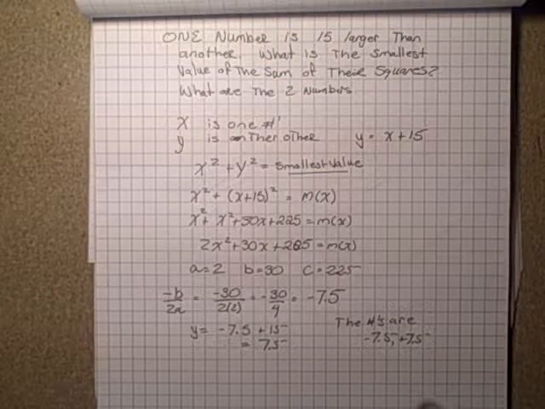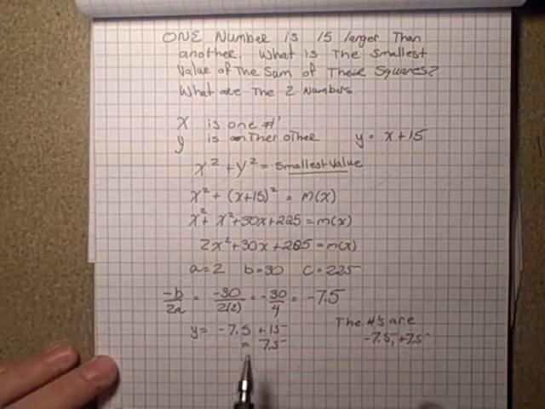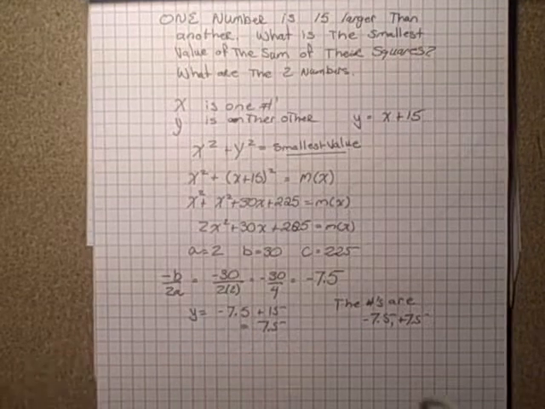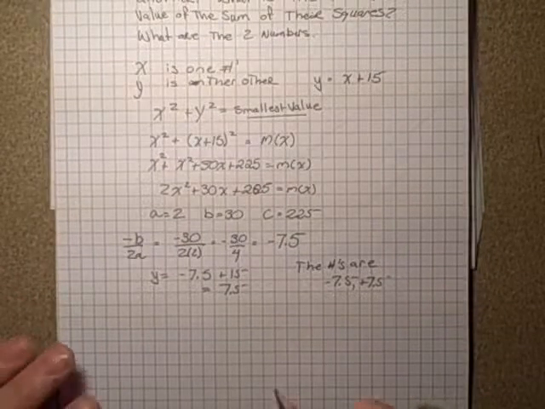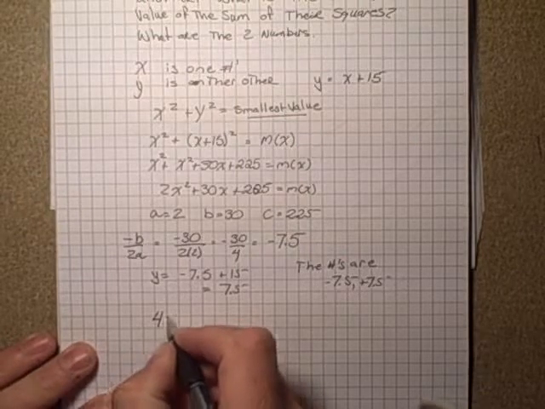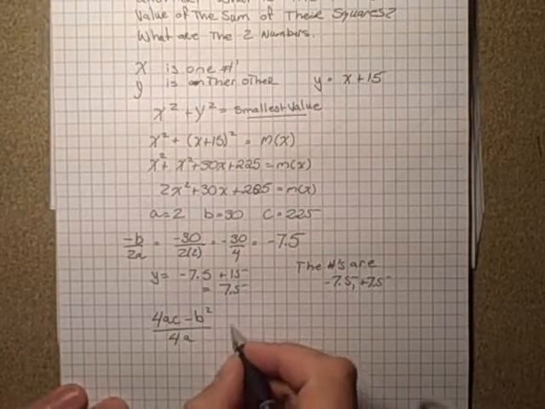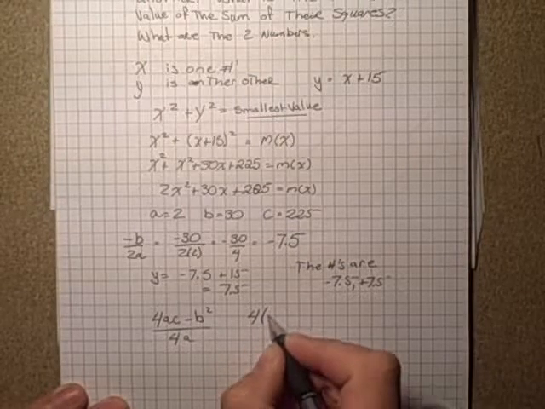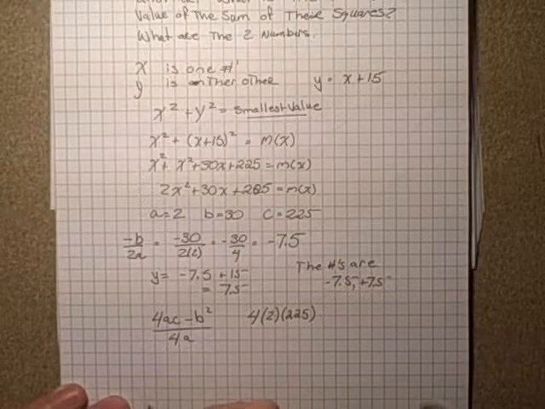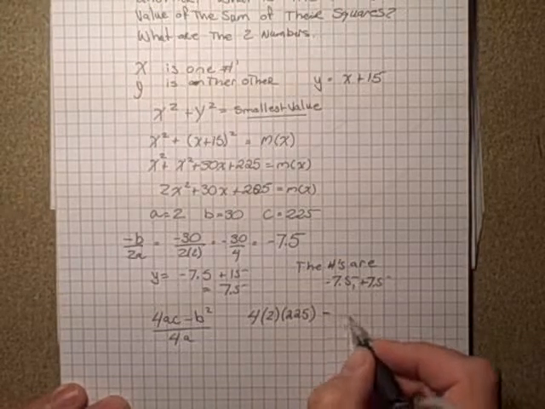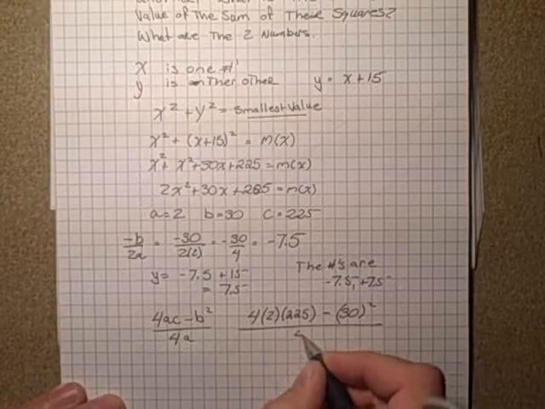Okay, and if we want to find their minimum value now, we could simply plug them in here, 7.5 squared and negative 7.5 squared, and add them. Or we could plug them into the second point. So there's two ways to do this, obviously. I'm going to plug it into the second point formula, which is 4ac minus b squared over 4a. So this would give me 4 times a, and our a is still 2, times c, which is 225, and then we still have to subtract b squared, which in this case is 30 squared, over 4 times 2.